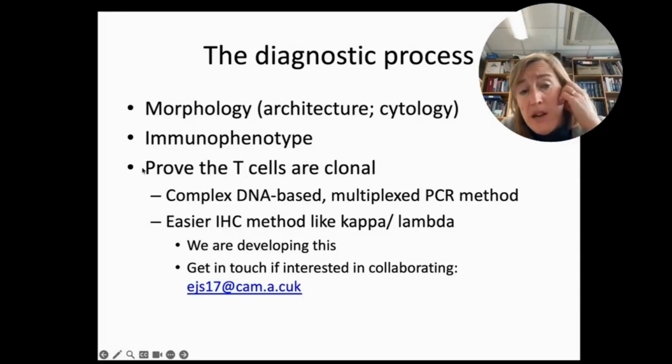We actually have been developing an easier immunohistochemical method for T-cell clonality. It's a surrogate for clonality, very much like kappa and lambda for B cells, which I'm going to show you a little bit of. If you're interested in collaborating on developing this test further, oh, I see I've mistyped my email address. My email address is typed correctly later on, but do get in touch if you think you might be interested.